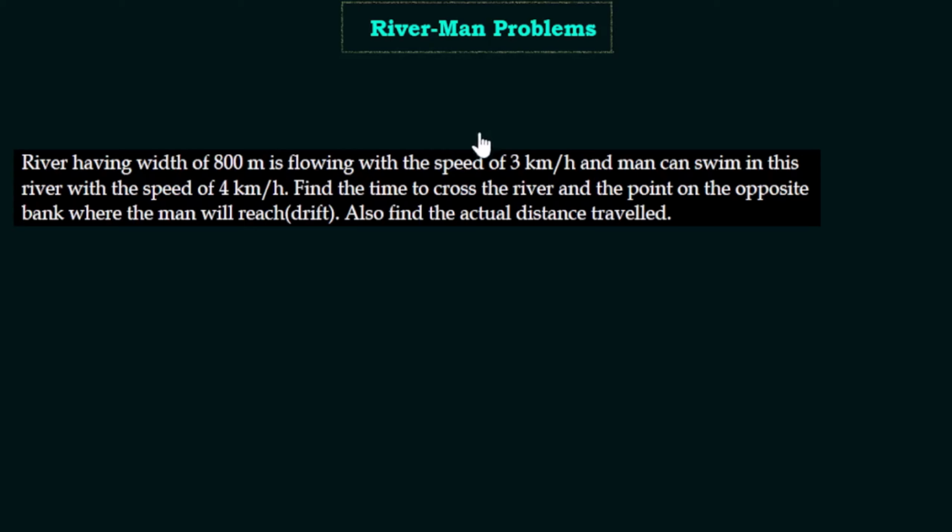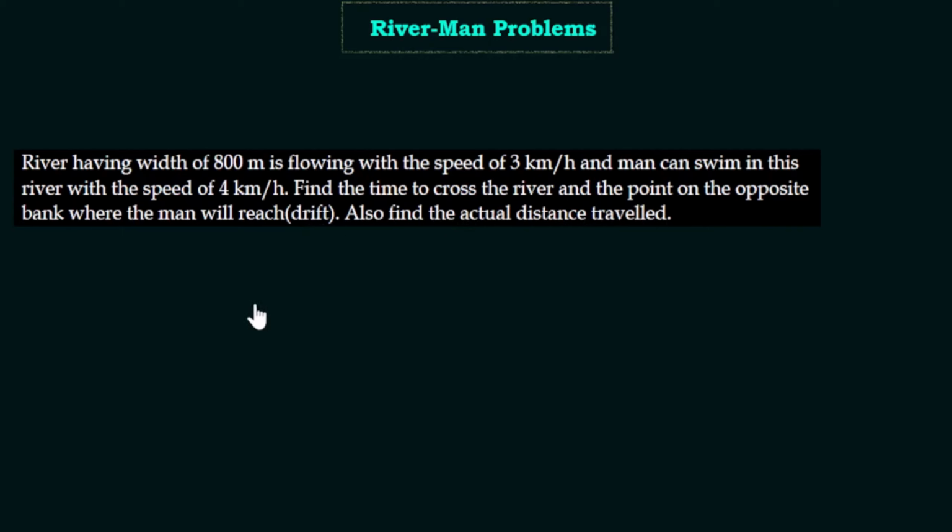Our first kind of problem: a river having width of 800 meter is flowing with the speed of 3 km per hour, and a man can swim in this river with the speed of 4 km per hour. Find the time to cross the river and the point on the opposite bank where the man will reach, that is, the drift. Also find the actual distance traveled.